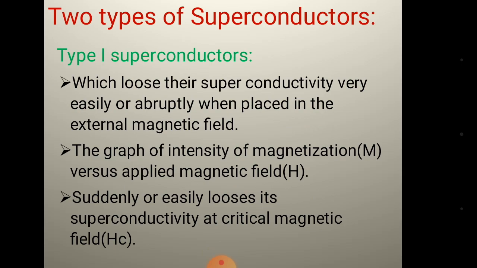Next we discuss the types of superconductors. There are two types of superconductor, type 1 superconductor and type 2 superconductor. First one, type 1 superconductor. This type of superconductor loses its superconductivity very simply when it is placed in a magnetic field at the critical magnetic field. After that it becomes like a normal conductor.